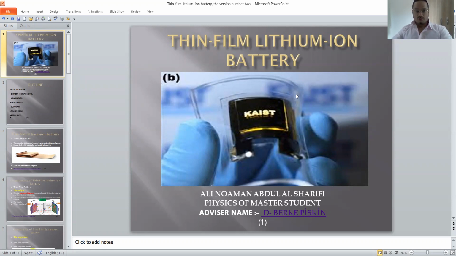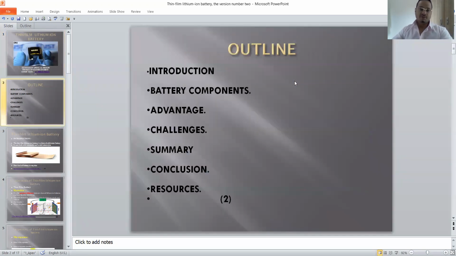My project, we're talking today about the thin film lithium-ion battery. This is a very interesting kind. Let's go to another slide. I will use the outline to explain all my information very well. Let's start from the introduction.